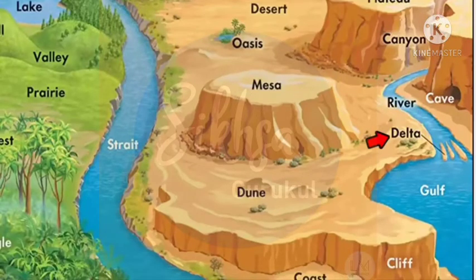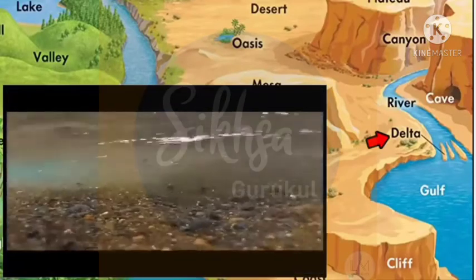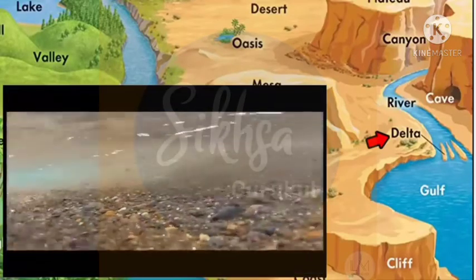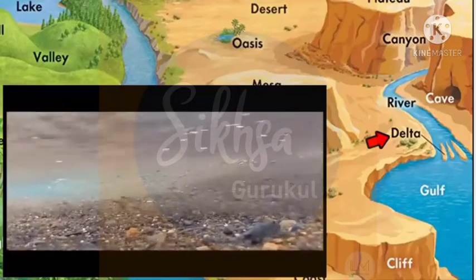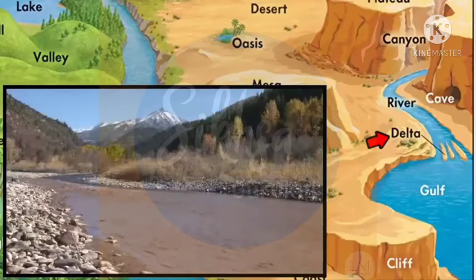The next one is delta. Now this is called a river delta. These are landforms created by deposition of sediment that is carried by a river. We know that when rivers flow, they carry a lot of sediments and rocks. The greater the flow, the more sediment it will carry. As soon as the flow of the river slows down, sediments in rivers get deposited.